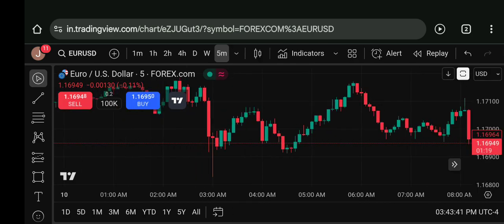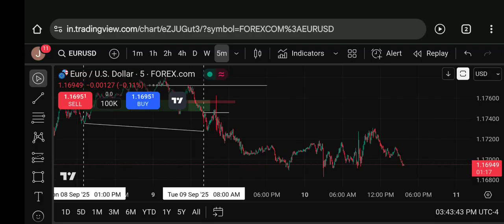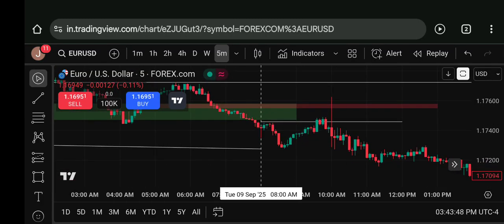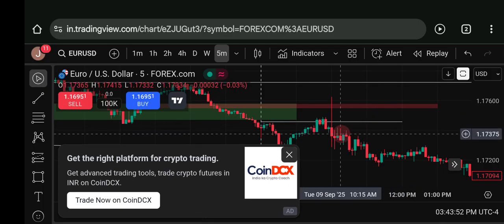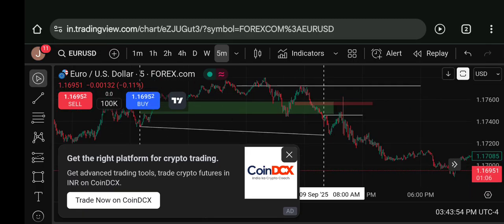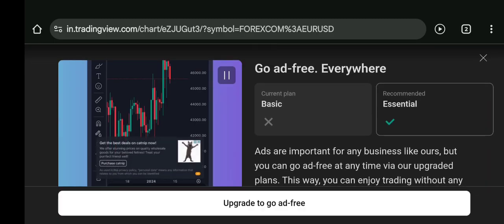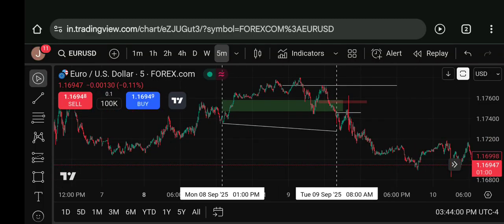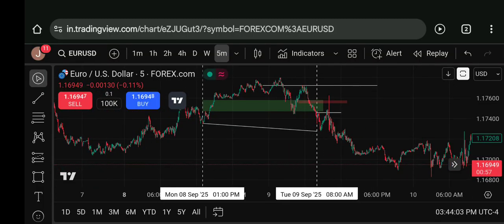So this is what happened, guys. I lost a trade because of that, and also maybe my bias was wrong. I shouldn't have been bullish, I should have been bearish. And it's okay, guys, it happens. So thank you, guys, this was the trade.